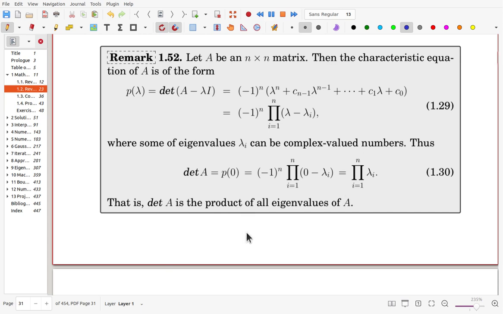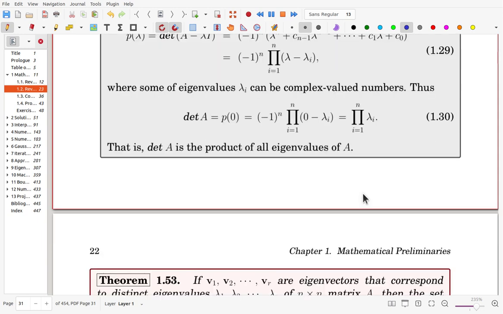So for invertible matrices, the determinant cannot be 0. That is the same as saying that none of the eigenvalues can be 0. Okay.